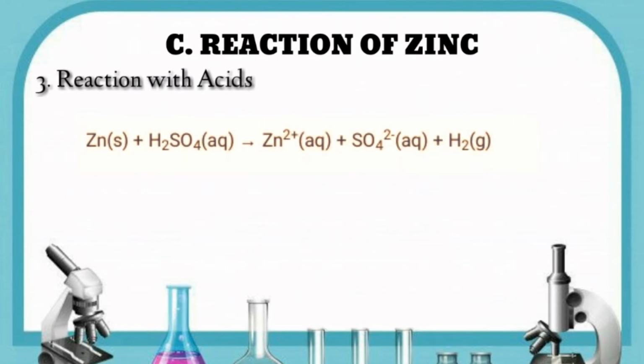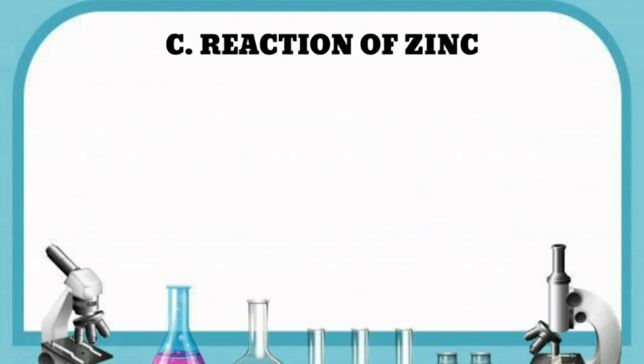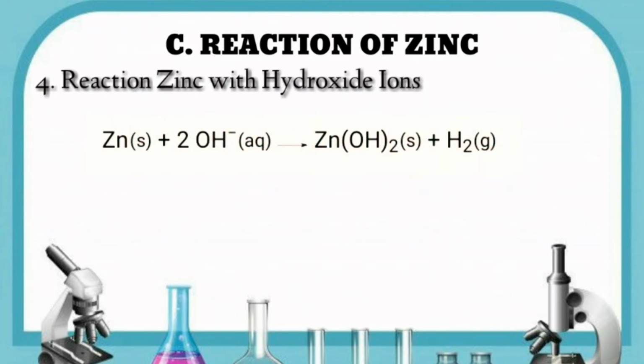Third is reaction of zinc with acid, for example, sulfuric acid. Zinc metal dissolves slowly in dilute sulfuric acid to form a solution containing aquated Zn2+ ions together with hydrogen gas. Next, reaction of zinc with hydroxide ion. Element zinc reacts with strong base, forming hydrogen, like this reaction.